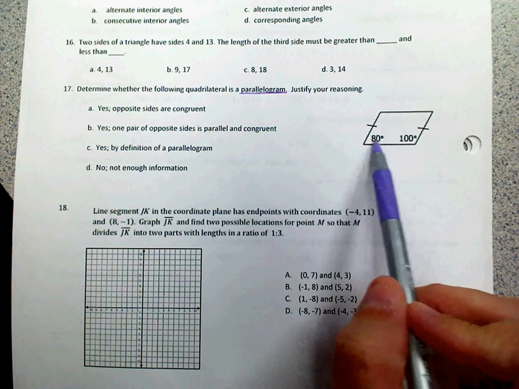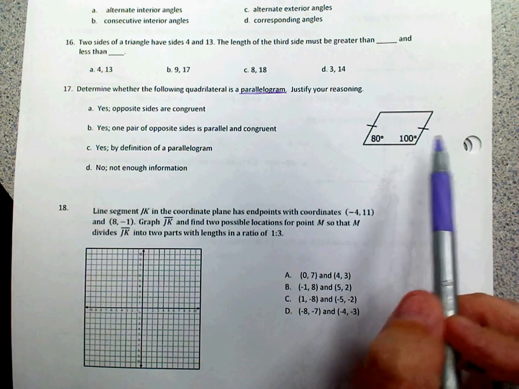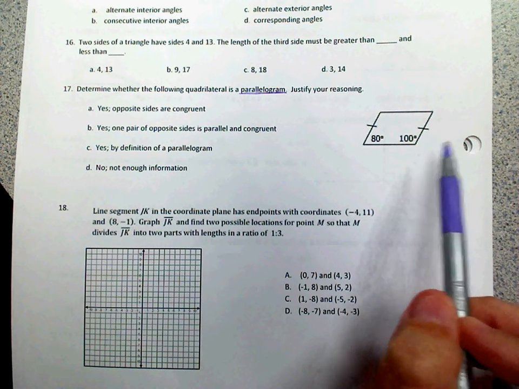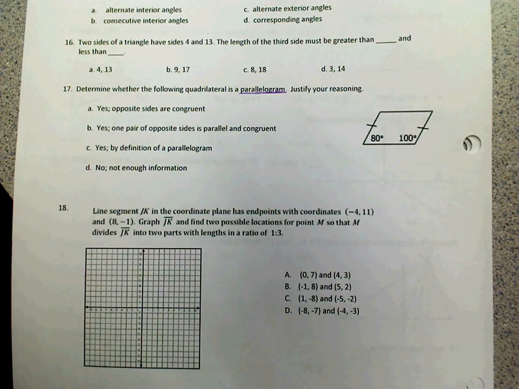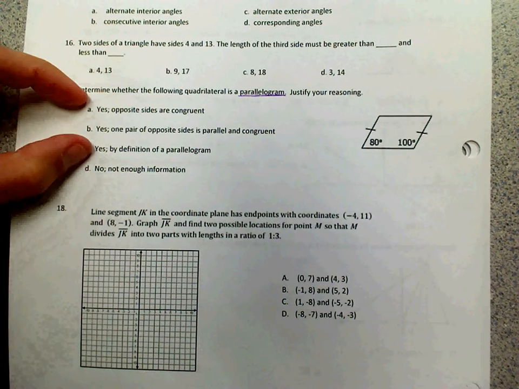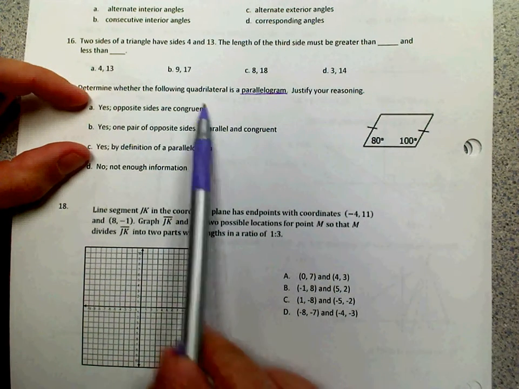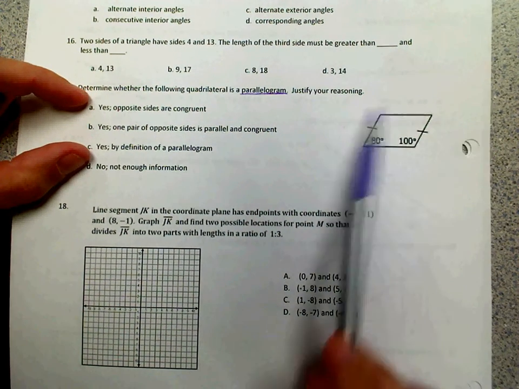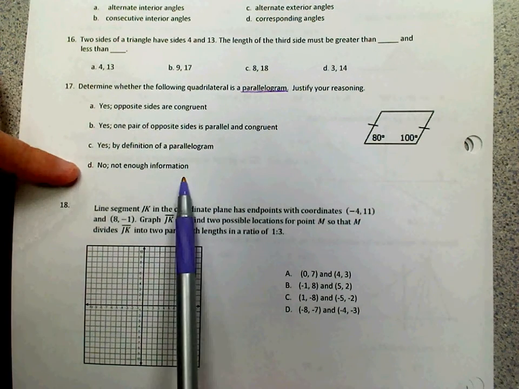The consecutive angles are supplementary, and if you have one pair of opposite sides that's parallel and congruent, then it's a parallelogram. So those are your list of properties. Now, you have 3 properties listed here, and you've got to figure out if any of these prove that this is a parallelogram, and if not, then we would choose D.